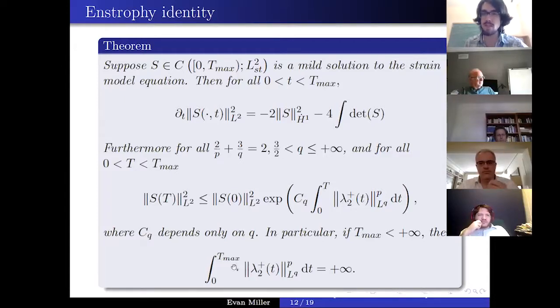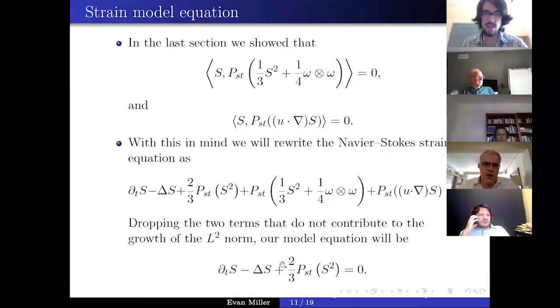So what this concludes in particular is that using the constraint space and the regularity criterion in terms of the positive part of lambda 2, you can't get regularity using just those pieces. Because here we have an evolution equation on the constraint space that has this regularity criterion, and it exhibits finite time blowup. And so again, for those who just joined, our equation is that the time evolution of S has a dissipation term and a quadratic term that's the projection of S squared onto the strain constraint space.